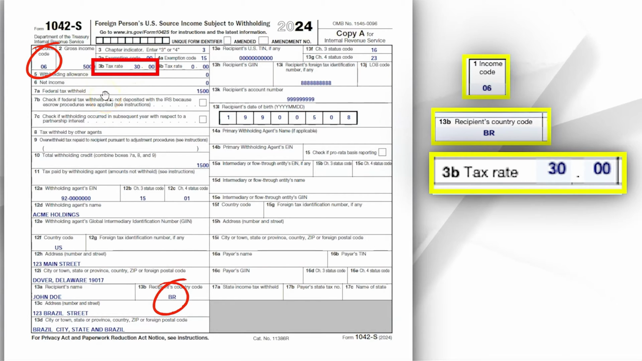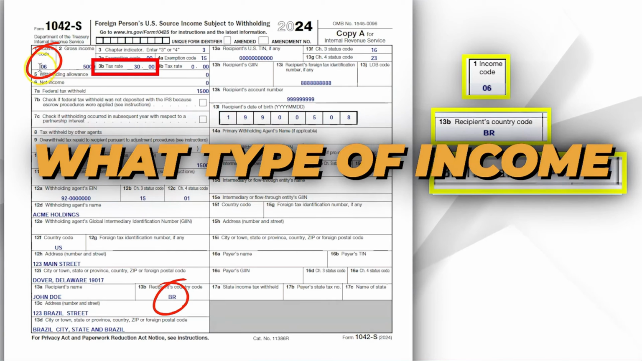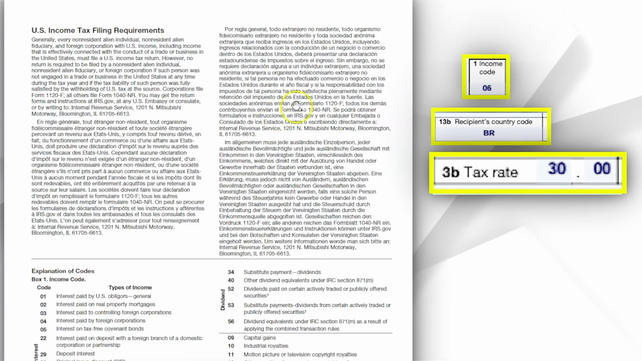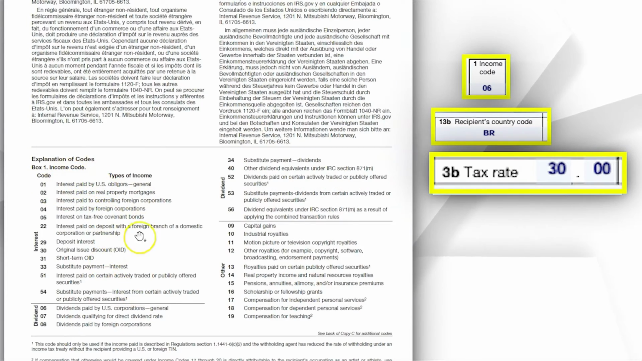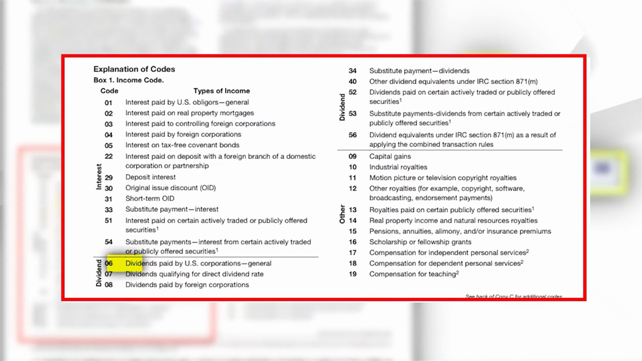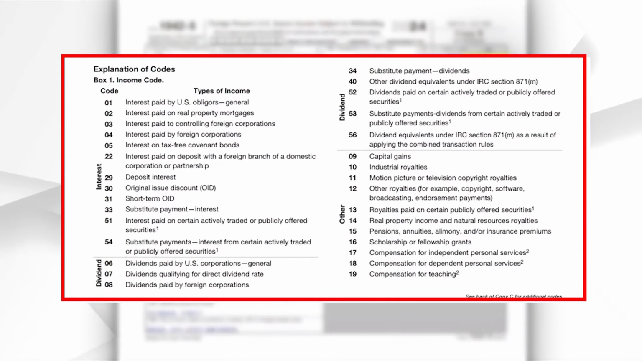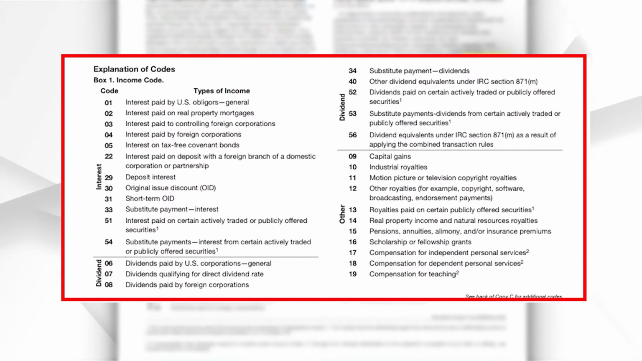So the first question we need to ask ourselves is, what type of income is this, and based on what rule is the payer taking out 30% from this person's payment? So we go all the way down. Within your forms, you would see an explanation of the codes. In box 1, if you see code 6, usually they've labeled it based on the category of income, so you see interest, dividend, other types of income. But here, when we go to box 1, we're trying to find what code 06 represents.